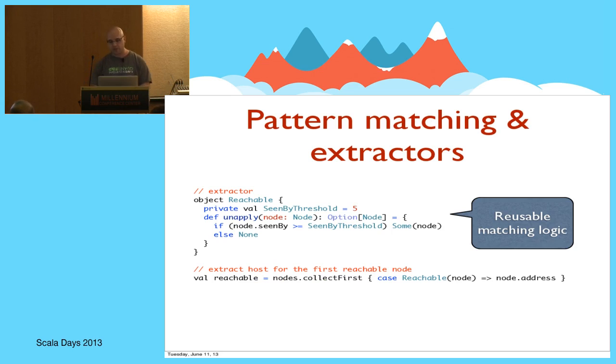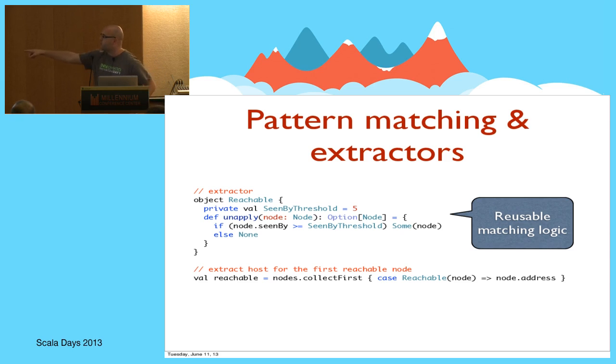So an example of pattern matching and extractors. The basic idea is that you have filtering code, and you want to write it in such a way that it's reusable across many different parts of your code. And so the basic idea behind a custom extractor is it takes a value. In this case, this is related to Redis failover. Let's say you have a bunch of nodes and you want to figure out which ones are reachable. So I can say reachable, which takes a node and returns an option. If it's seen by a certain amount of other nodes, then I'll return some node, which means the extractor will evaluate properly, otherwise none.